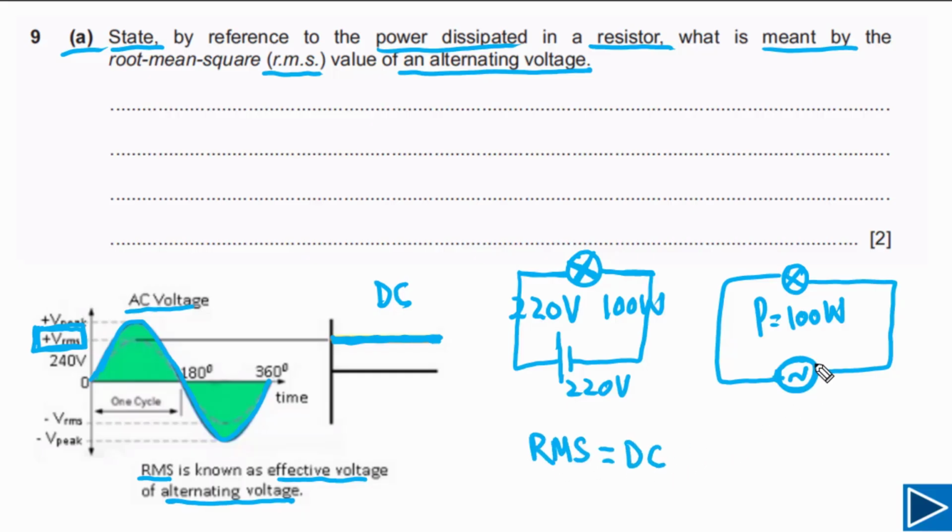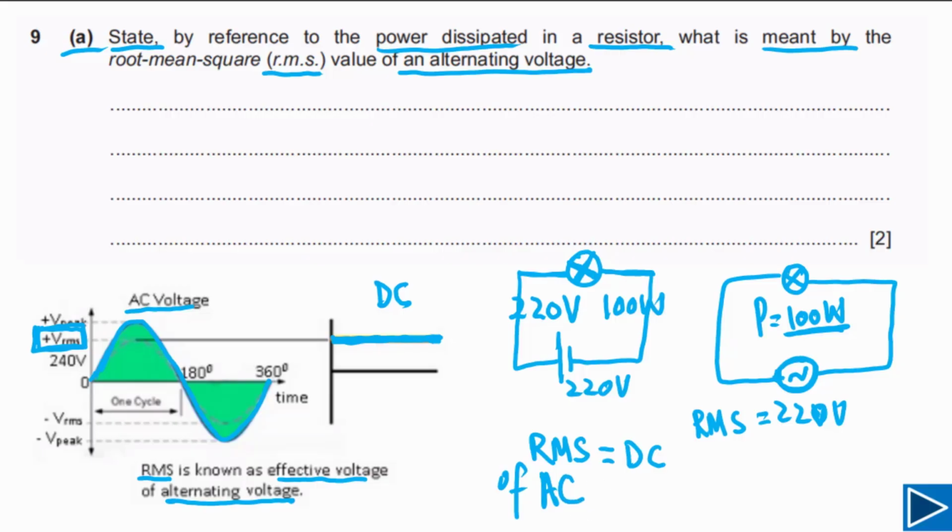So if we give an AC power supply with an RMS value of 220 volts, I will write down 220 volts. If the RMS value of the AC power supply is equal to 220 volts, this light bulb will also dissipate 100 watts. Means the RMS value of AC is equal to DC. So that's all we need to understand.